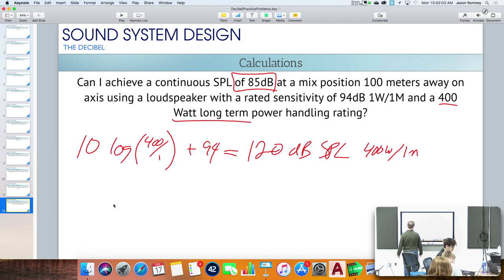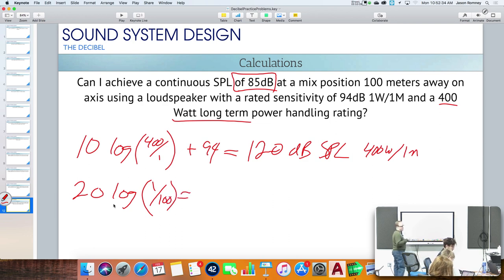So if on my best day, with no mistakes, I'm generating 120 dB SPL at 1 meter with this system, then what's it looking like at 100 meters away where I'm mixing the show from? I would want to know how much sound I lose making that trip. So that's going to be 20 times the log of 1 meter divided by 100 meters. That'll tell me how much I'm losing. What's that? Negative 40. We could do that one in our head, right? It's 40 dB because it's 20 dB every time you divide by 10. So negative 40 dB going that distance. I have to subtract that from the 120. So minus 40. What's 120 minus 40?